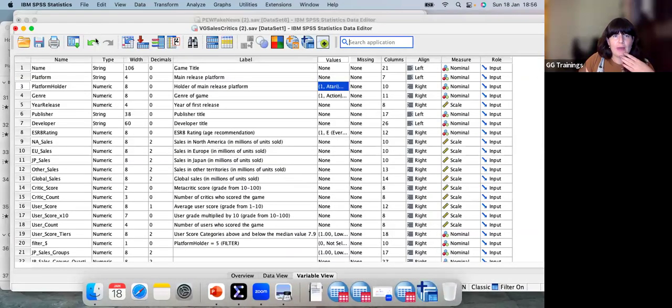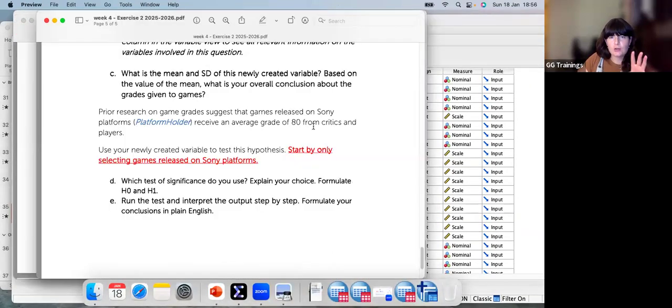Okay, and then just to go back to it, just to double check. The number that they give you in the question, that's going to be your test value, right? That's the number that's also going to appear in your H0. So to answer question D, which test of significance? The one sample t-test. Why? Because it's only testing one variable. That variable is measured as interval ratio, and it's basically testing if a previously known population mean is still valid.